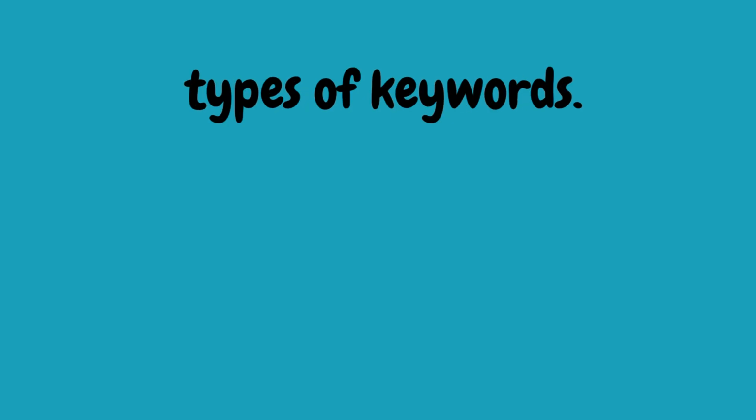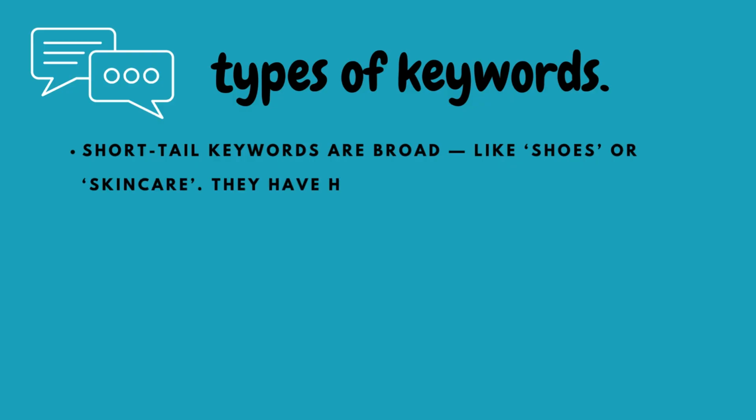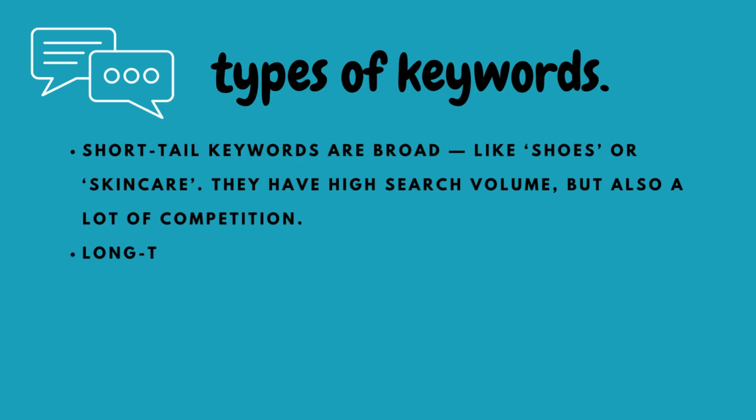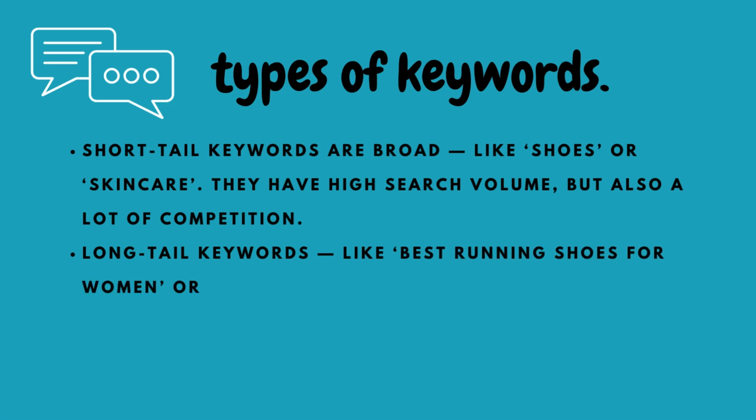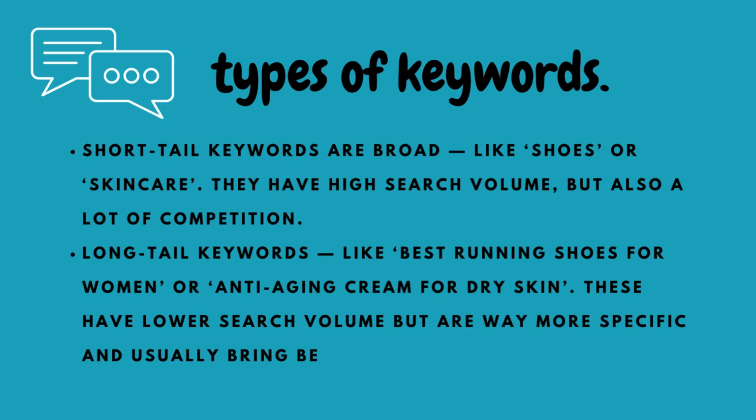First, let's start with the types of keywords. Short tail keywords are broad, like shoes or skincare. They have high search volume, but also a lot of competition. Then we have long tail keywords, like best running shoes for women or anti-aging cream for dry skin. These have lower search volume but are way more specific and usually bring better conversions. So I always try to balance both.